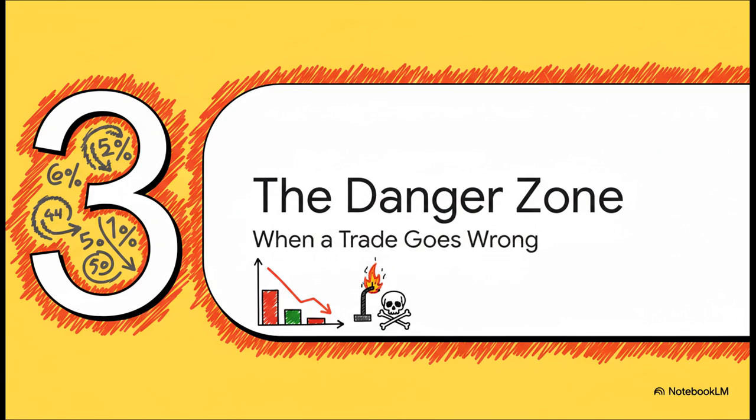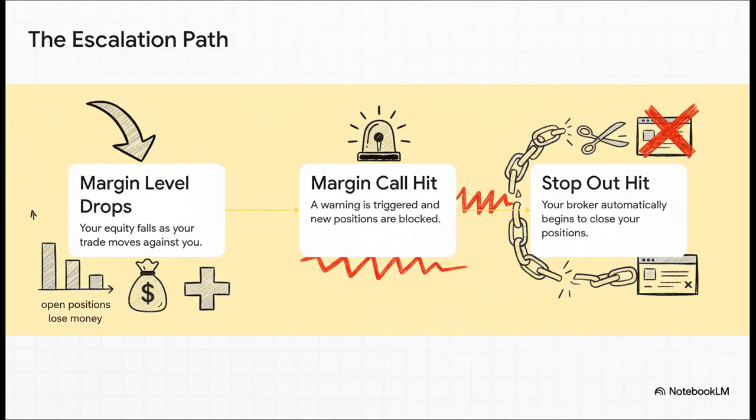Of course, we all know trades don't always go our way. So what happens when your losses start to pile up and that margin level percentage starts to drop? This is when we enter the danger zone, and you absolutely have to understand what happens next. There's a very clear path of escalation here. A trade moves against you, which makes your equity fall, which in turn causes your margin level to drop. If it drops far enough, you'll hit a margin call, and if it keeps on falling, you'll hit a stop out.